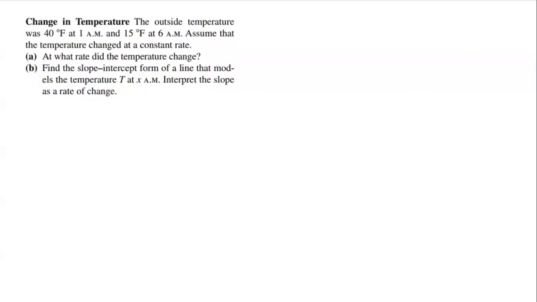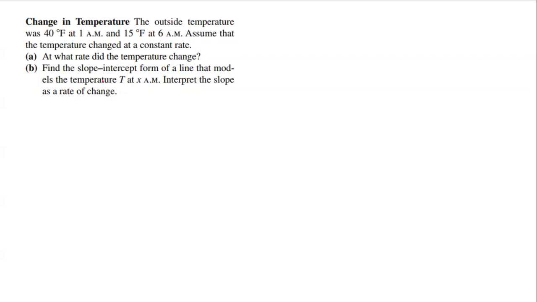All right, it says here the outside temperature was 40 degrees Fahrenheit at 1 a.m. and 15 degrees Fahrenheit at 6 a.m. Assume that the temperature changed at a constant rate. A, at what rate did the temperature change? And B, find the slope-intercept form of a line that models the temperature, T, at x a.m. Interpret the slope as a rate of change.